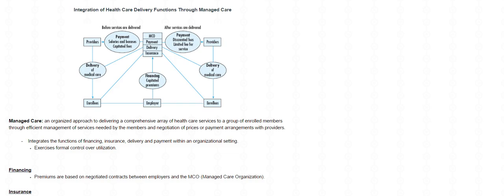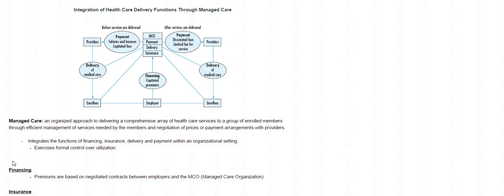Now, there are two main features of managed care. As you can see, they're listed right here. It integrates the functions of financing, insurance, delivery, and payment within one organizational setting, and it exercises formal control over utilization. All right, so as you can see here, with payment, insurance, delivery, and payment, MCOs or managed care organizations also integrate the quad functions of healthcare delivery, which we have reviewed previously in this course.